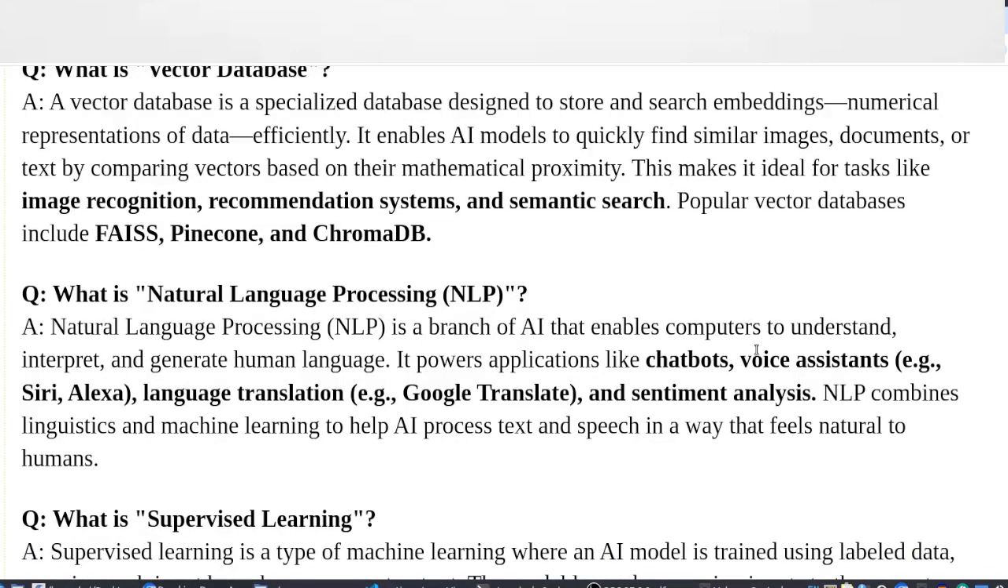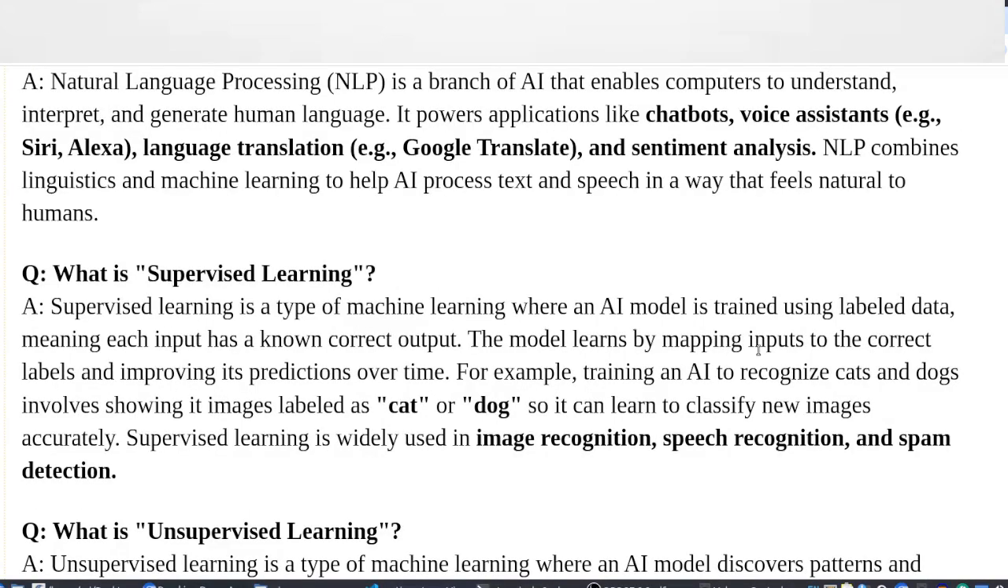What is natural language processing? NLP is a branch of AI that enables computers to understand, interpret, and generate human language. It powers applications like chatbots, voice assistants such as Siri and Alexa, language translation like Google Translate, and sentiment analysis. NLP combines linguistics and machine learning to help AI process text and speech in a way that feels natural to humans. So whenever we use an AI application like ChatGPT, we can ask questions in a natural way using languages like English.